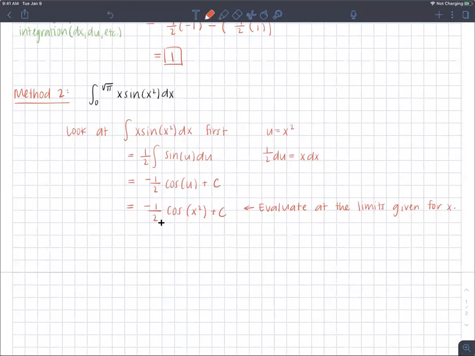And so here you're going to get that the integral from 0 to the square root of pi of x sine x squared dx equals negative 1/2 cosine x squared. You don't need that plus c because it's just going to cancel itself out, right? And so you're going to evaluate this from 0 to the square root of pi. When you do that, you're going to get cosine of pi, which again is negative 1, minus the cosine of 0. And so again, you're getting the same answer of 1. It's just two different ways to solve it.